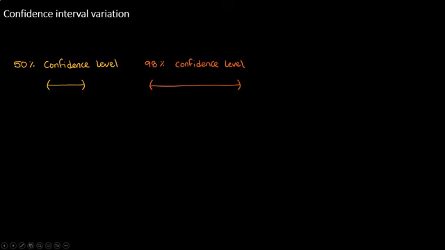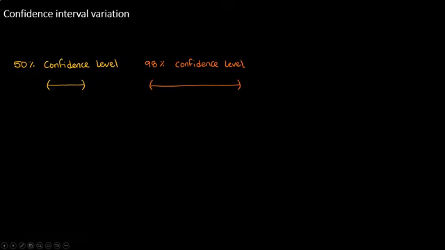Let's investigate how a confidence level influences a confidence interval. A 50% confidence level would have a smaller interval range than a 98% confidence level, assuming all other calculation values are the same. Why is that?